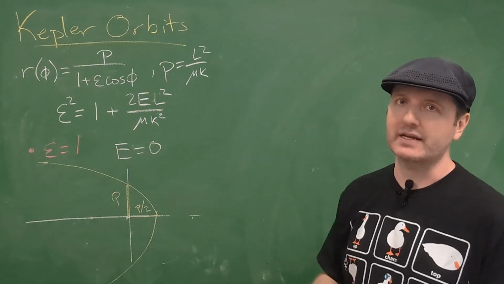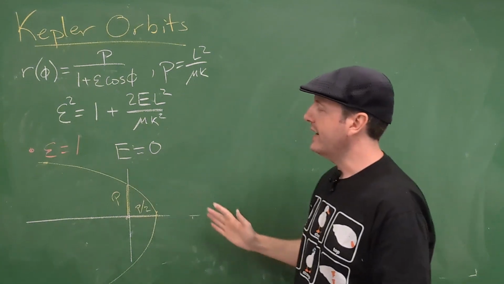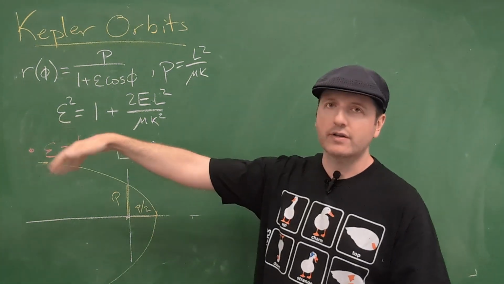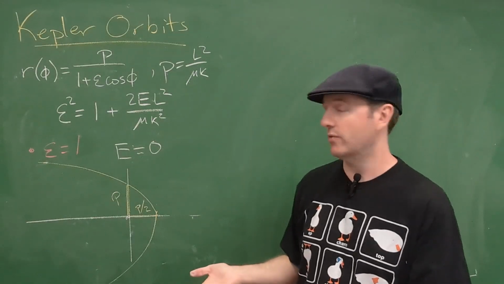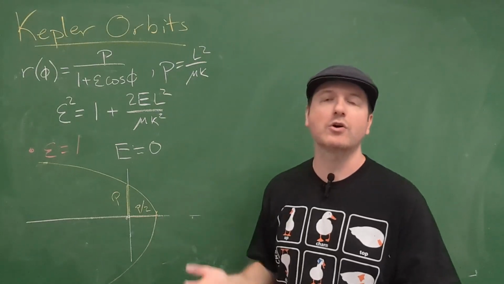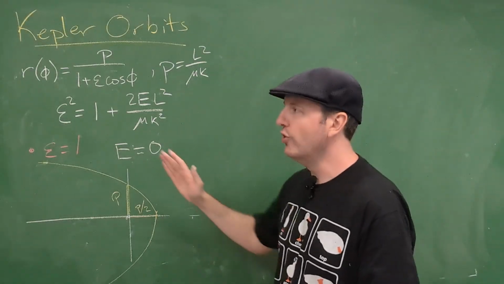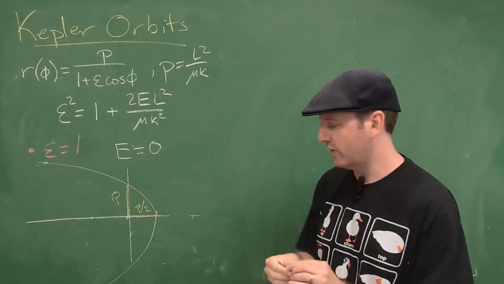It makes it to infinity, but it only barely makes it to infinity. Because the total energy is 0, as I take the limit as r, this distance, goes to infinity, I expect my potential energy to go to 0 also. But if the total energy is 0, that means my kinetic energy also goes to 0 at infinity. So it goes to infinity, but only arrives there with no total kinetic energy.